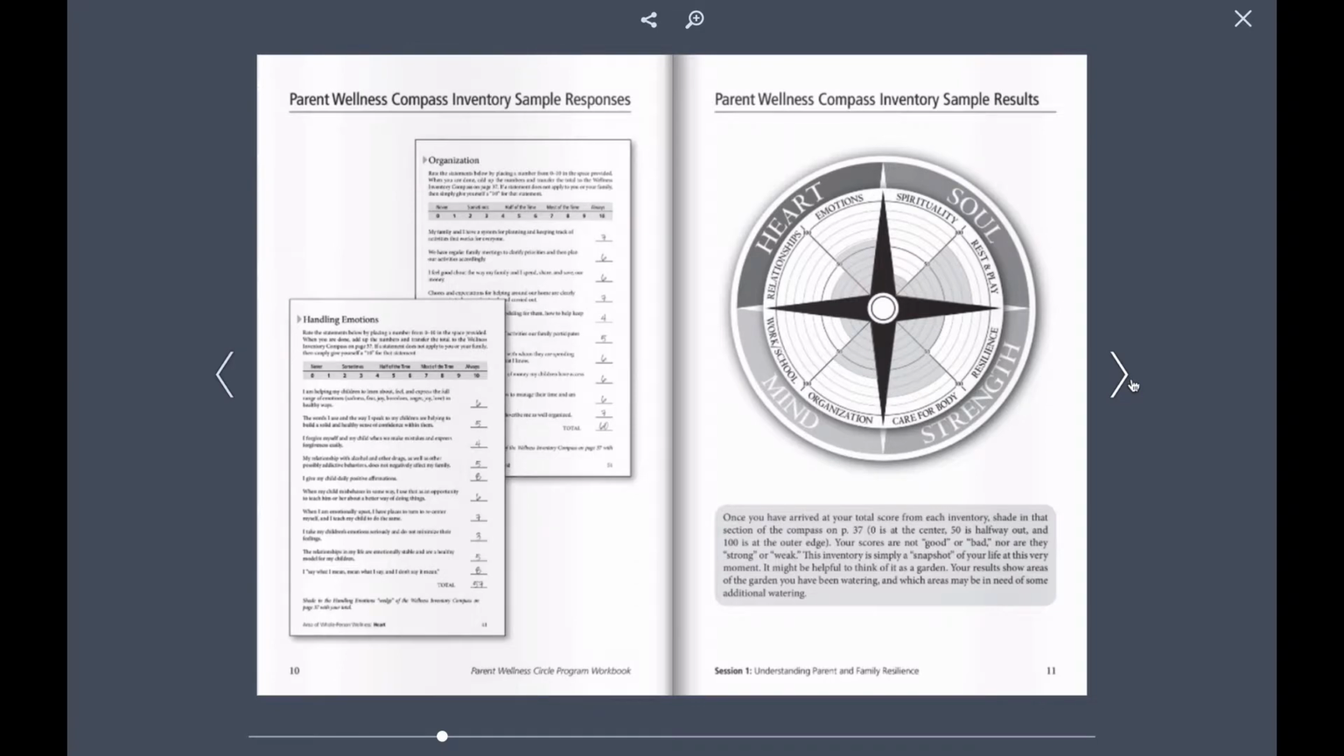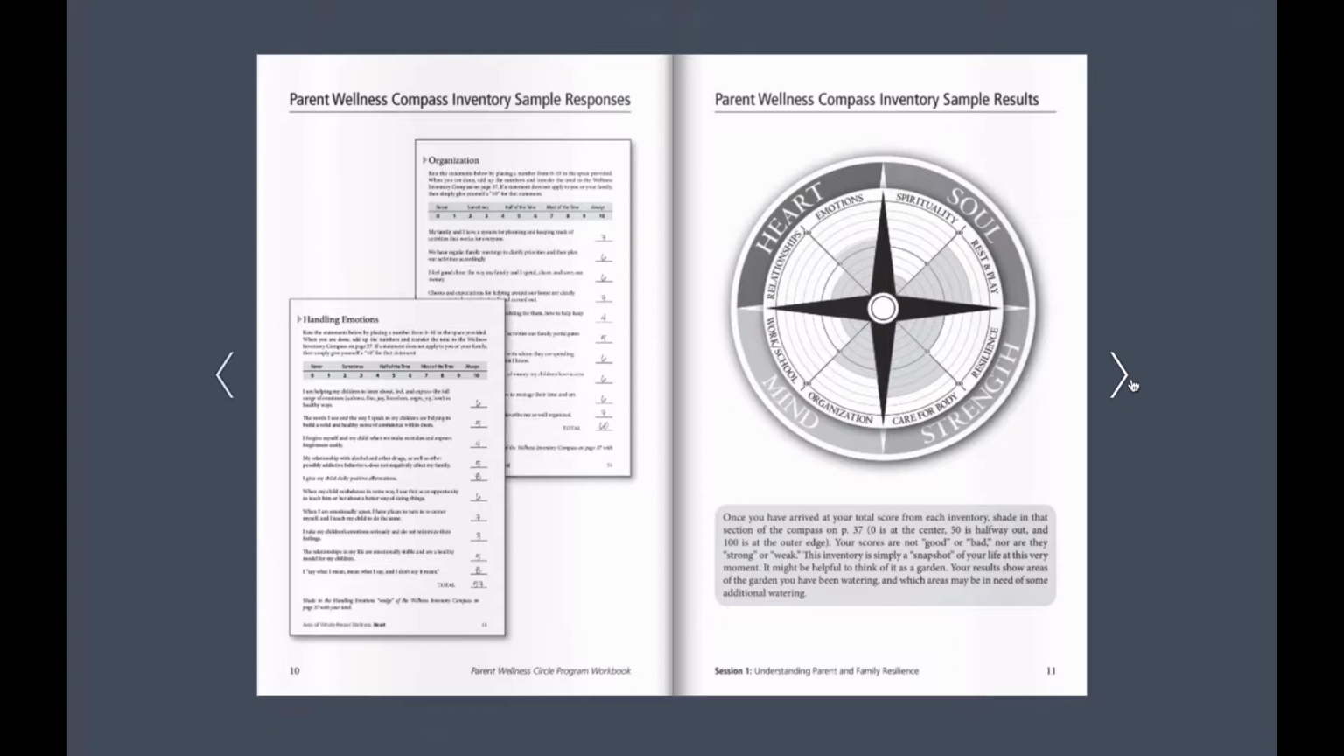So the inventory is in the back of the book, and we'll go there in just a minute, but here we can show them on page 10 and 11. Page 10 is some sample statements from 2 of the areas. And then the shaded in compass on page 11 shows them what they are going to end up with when they complete the parent wellness inventory. This is why you bring the crayons, because then they can color in their inventories.